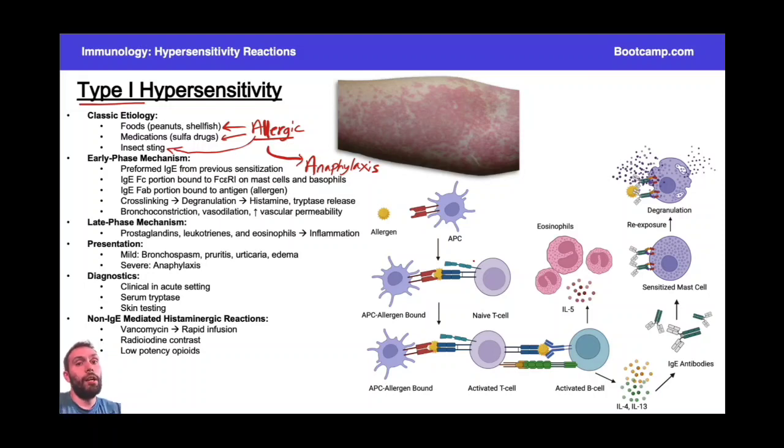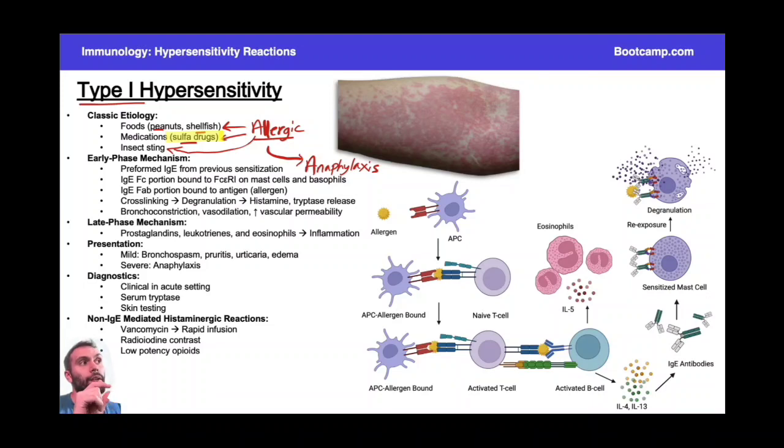And that's where the name comes from, right? We're hypersensitive to something, whether that's peanuts, shellfish, certain medications. The classic one, when you're talking about medications, these patients can be allergic to penicillins, they can be allergic to cephalosporins. But for each of these categories, there's usually like a classic drug that fits into that type of hypersensitivity. You'll see what I mean as we go through this.